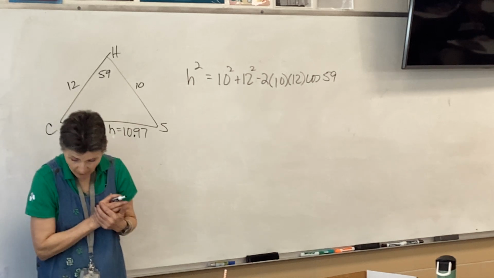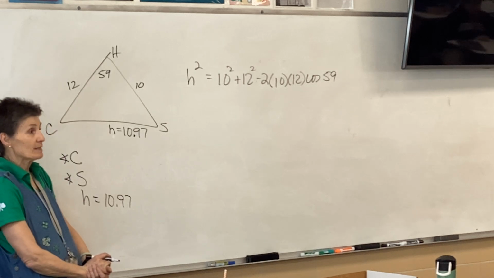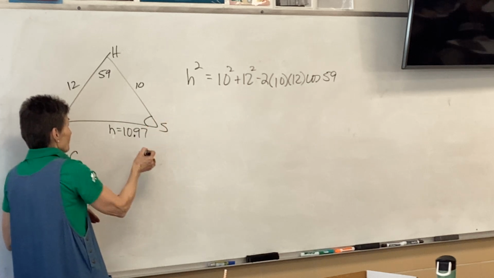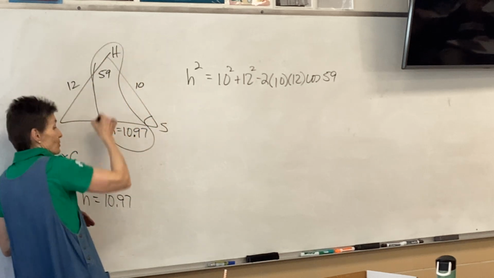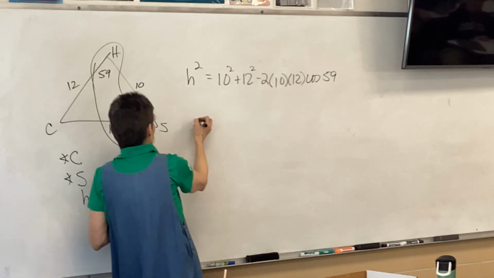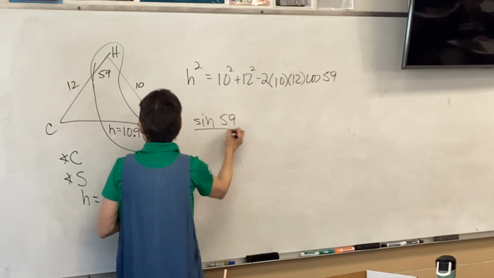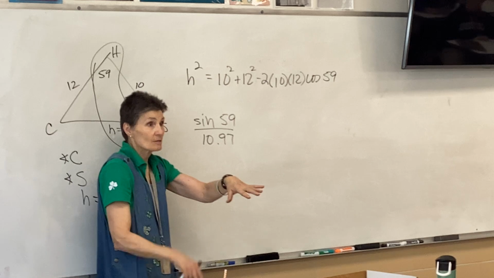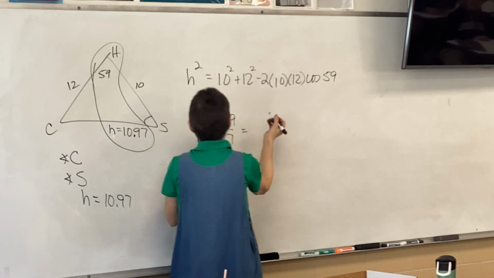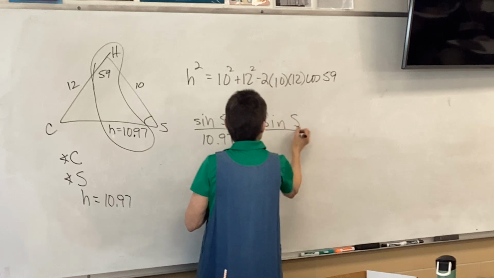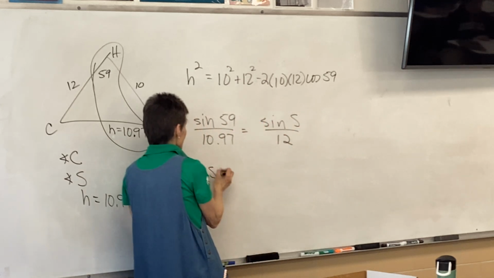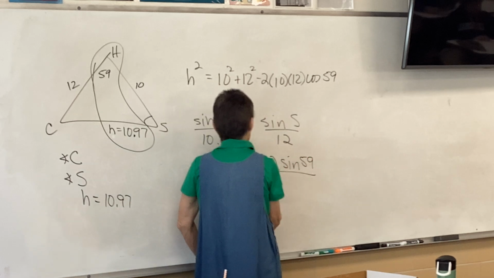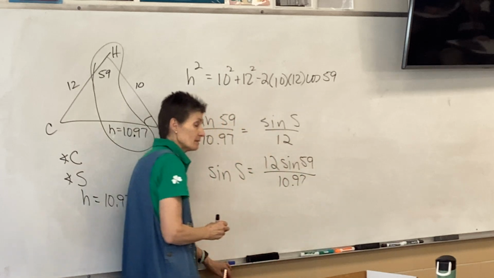All right, now we're not done with the problem. Now what do we have to do? On the angles. So law of sines. So now, let's find angle S. Now we have this, right? So we can say sine 59 over 10.97. Now remember, we use that big number in your calculator. So just leave it, it's fine. What does that equal? Sine S over 12. So sine S is 12 sine 59 divided by answer. That's exactly right.